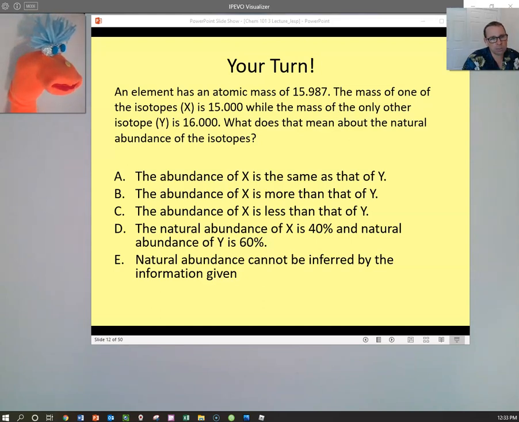So what does that mean? Well, it looks like the abundance of X is less than that of Y. Okay, so there's less 15 than there is 16. So you're saying the answer is C. Yeah. Okay, very good. Good job.